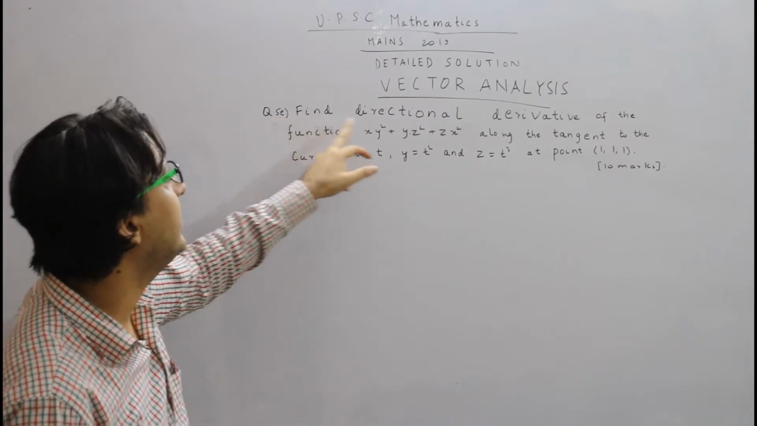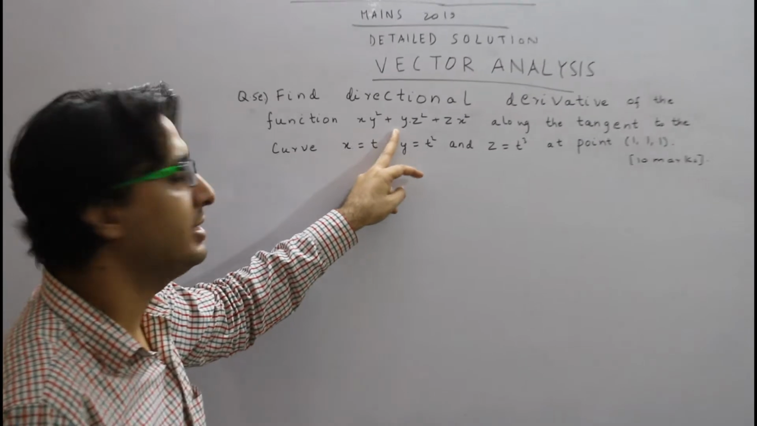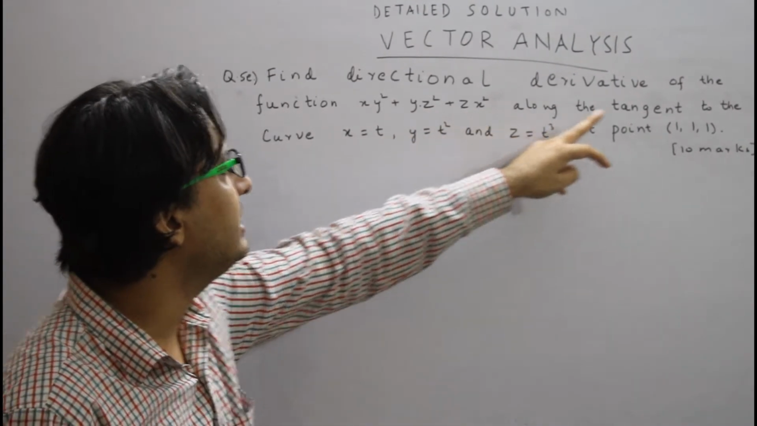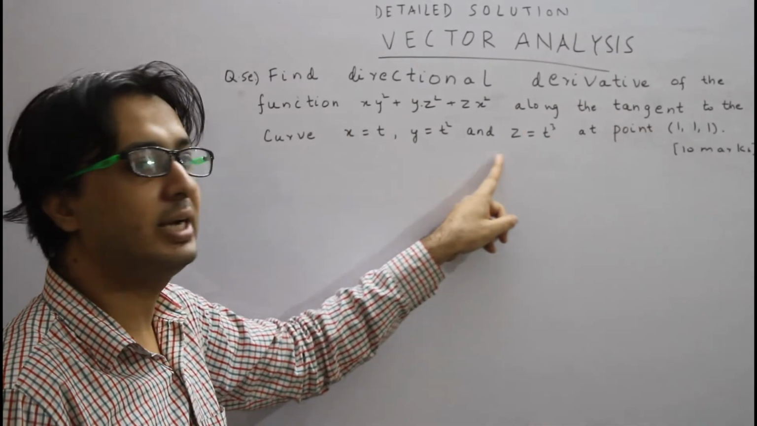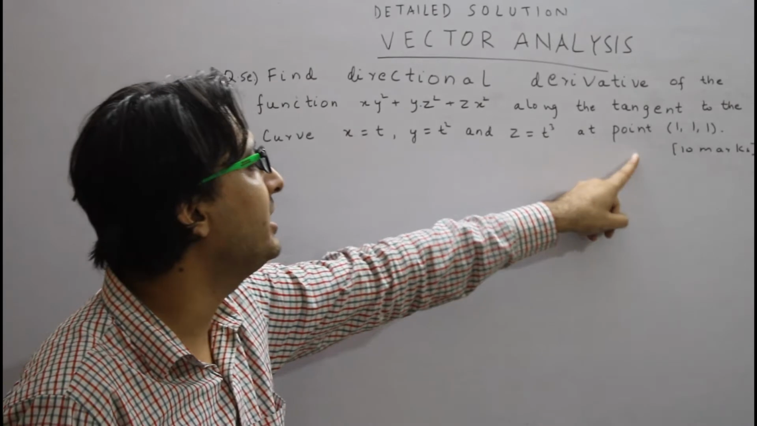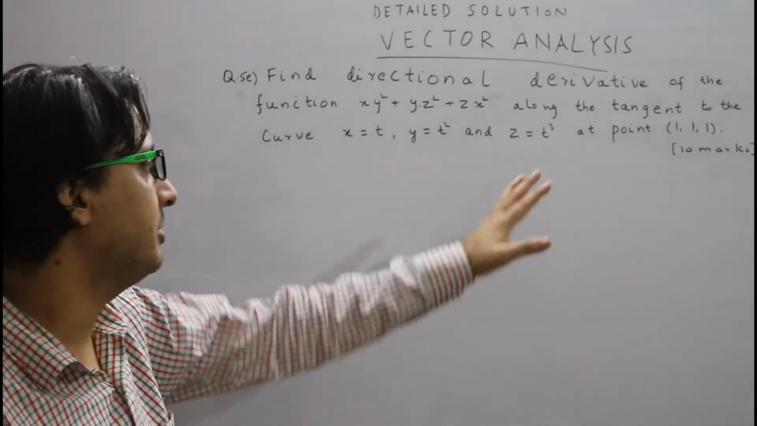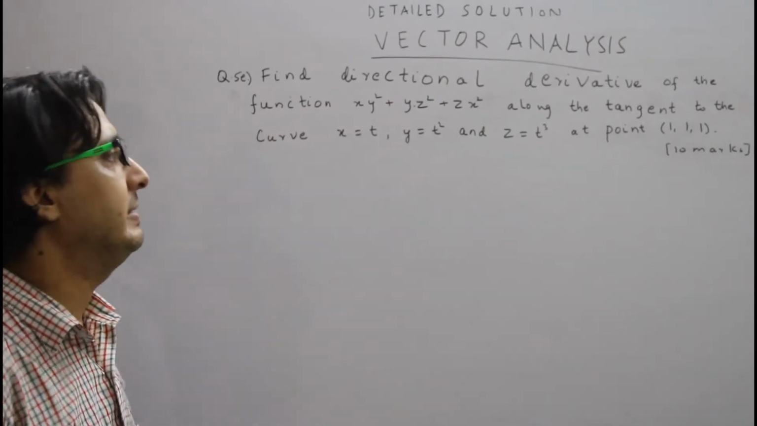We have to find the directional derivative of the function xy square plus yz square plus zx square along the tangent to the curve x is equal to t, y is equal to t square, and z is equal to t cube at point 1, 1, 1. And this was asked for 10 marks. Alright, so we have to find the directional derivative.